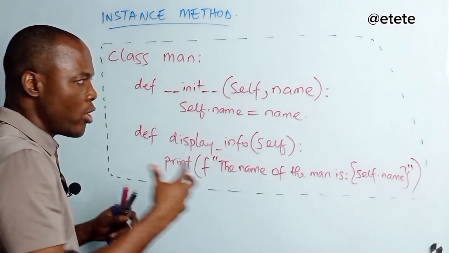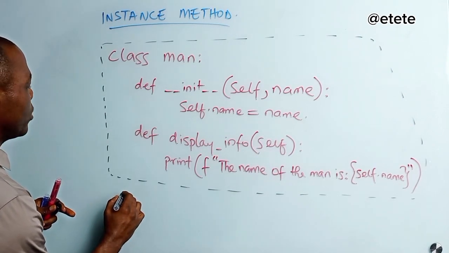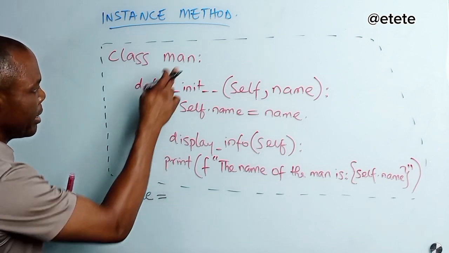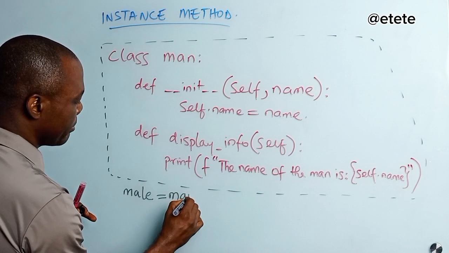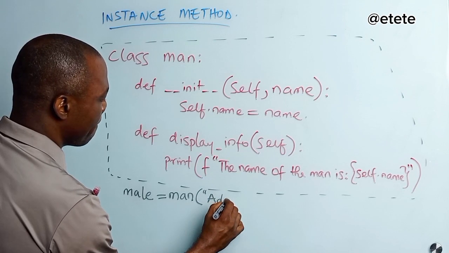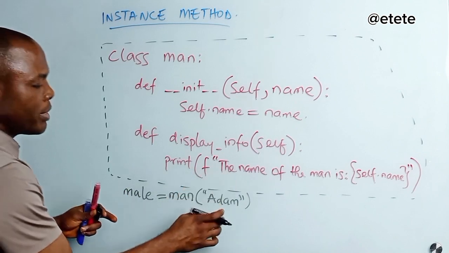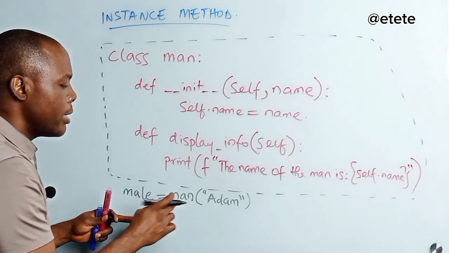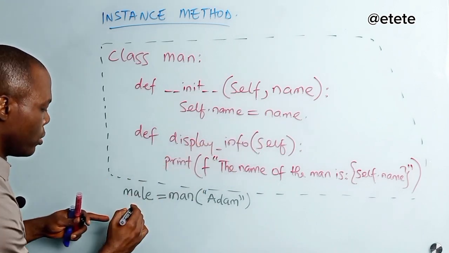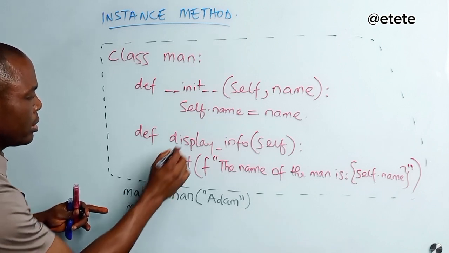So now let's create an object for this class. I'm going to create an object here, and then the object will be male, right? Then I will assign, which is inside this class, man, right? And then I'll give it the name Adam. So this is it. Now, when I want to print out this name on the screen, instead of accessing the name, I am going to call this method. So here I will say male dot display info.